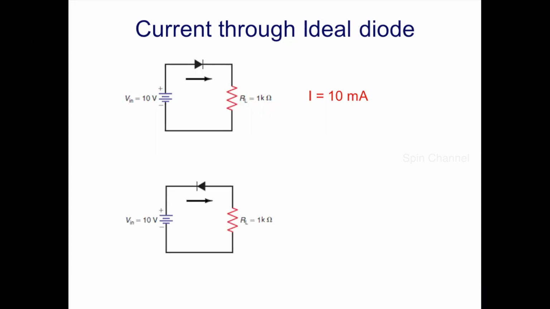Consider the second circuit. The diode direction is reversed here. Voltage is 10 volt and the resistance involved is 1 kilo ohm. Now what is the current through the circuit? The current through the diode is 0 because the diode is reverse biased, so it is completely an open circuit. There is no current flow in an open circuit. So the current I equals 0, but the drop across the diode is equal to the applied voltage, that is 10 volt.